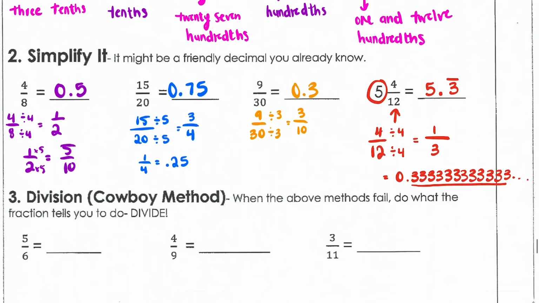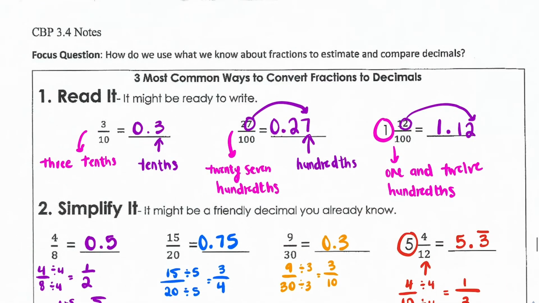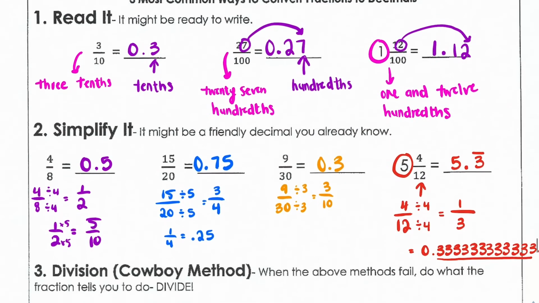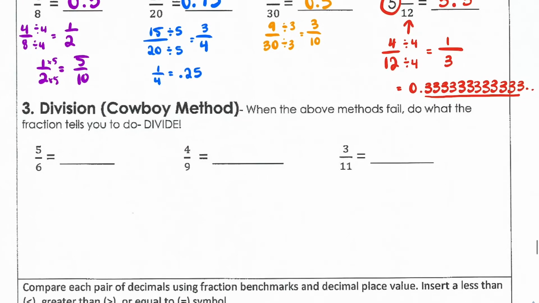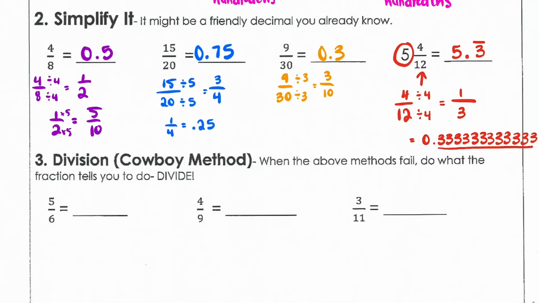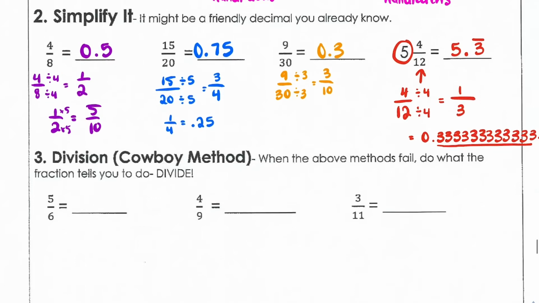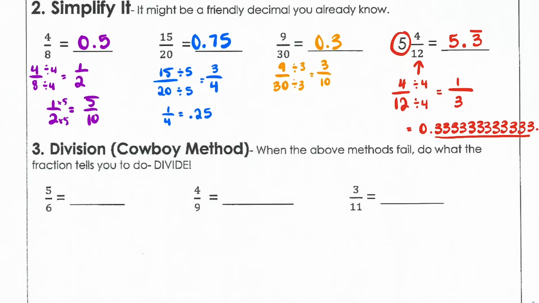The last situation, when you can't read the decimal, or you can't read the fraction, you cannot simplify it, well, we have this thing called the Kabbala Method. When the above methods fail, do what the fraction tells you to do and divide. Remember that fractions are just division problems. That's all they are. All y'all got to remember is that the top number is the cowboy and the bottom number is the horse.